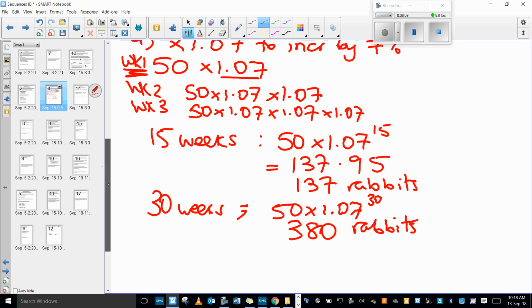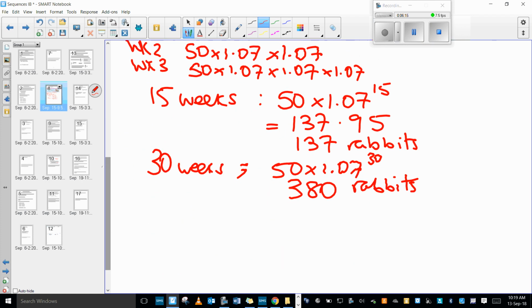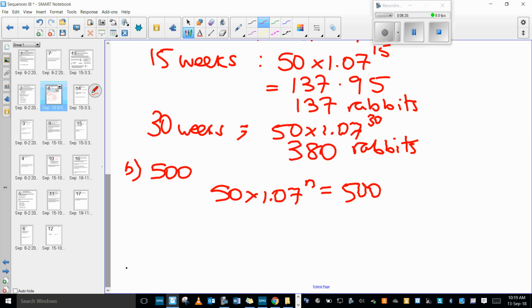How long would it take the population to reach 500? So this is where we're trying to find the value of n. This is b. We want a population of 500. So we're going to say 50 multiplied by 1.07 to the power n is equal to 500. What's the first thing we need to do here? We're going to try and get rid of that 50 because that isn't raised to the power, so we divide both sides by 50. So we get 1.07 to the n is 500 over 50, which is 10.